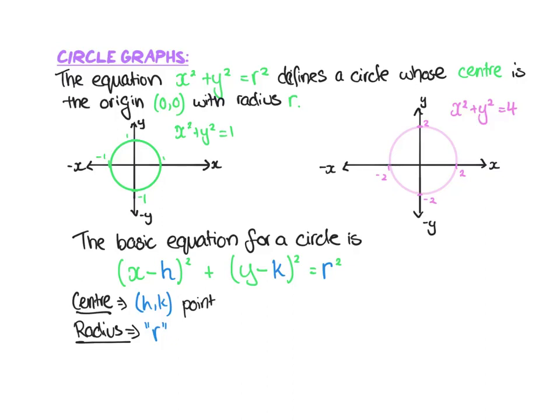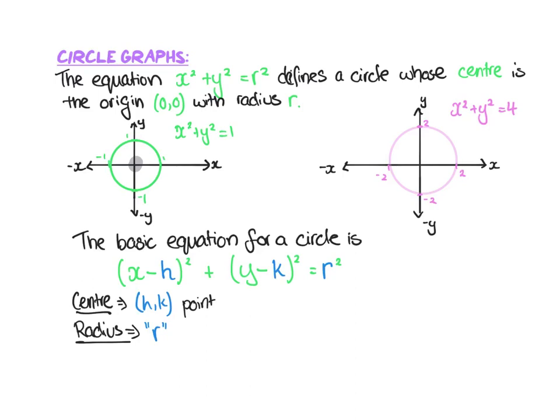Okay, today we're going to look at circle graphs. So the basic equation of a circle graph is x squared plus y squared equals r squared, where r is the radius, and if we just have this plain one, the center is at (0, 0). So we see there the center would be there.